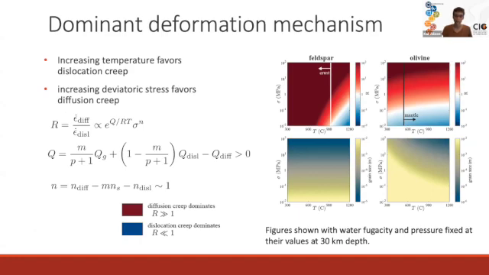Here I've solved for the temperature and stress dependence of this ratio, assuming steady state grain size. In these figures, stress is on the y-axis, temperature in Celsius is on the x-axis. The top row shows the magnitude of this ratio, with red indicating diffusion dominance and blue indicating dislocation dominance. The bottom row shows the grain size. Increasing temperature favors dislocation creep, while increasing stress favors diffusion creep. And increasing temperature or increasing stress both reduce the steady state grain size.